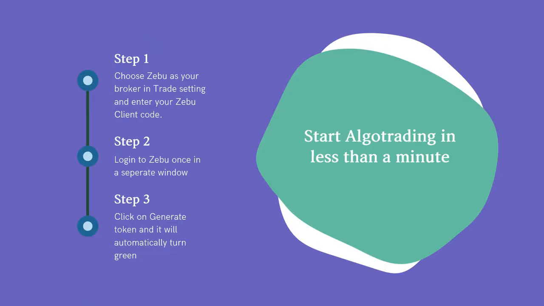So here are the steps to start algo trading with Zebu terminal. First, in our AlgoFox platform, you will have to choose Zebu as your broker terminal. Second, you will have to log in into Zebu terminal at least once in a separate window. And third, you will have to click on generate token and it will automatically turn green. So let me show you the detailed process.